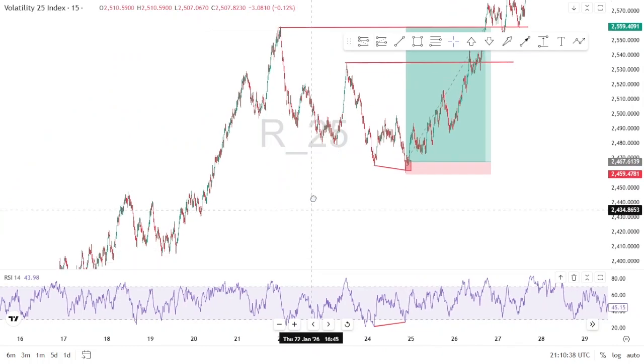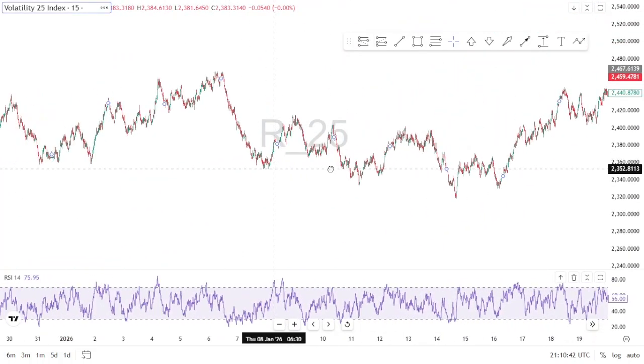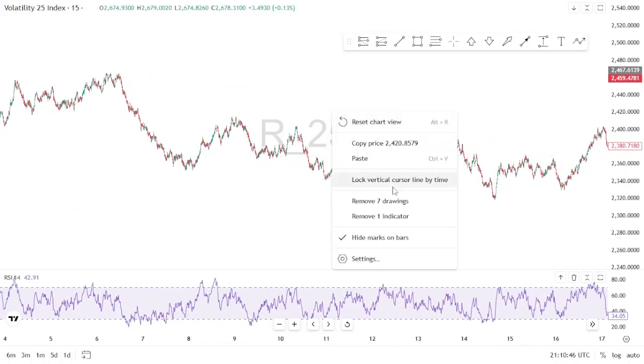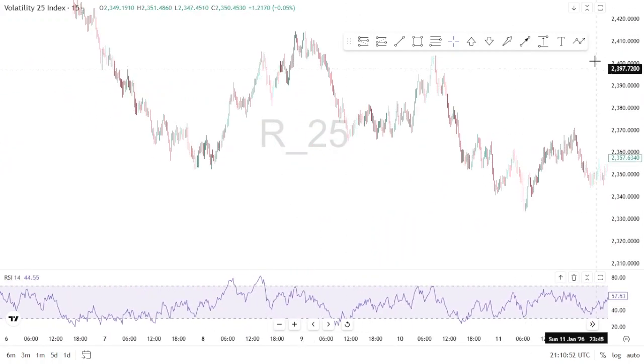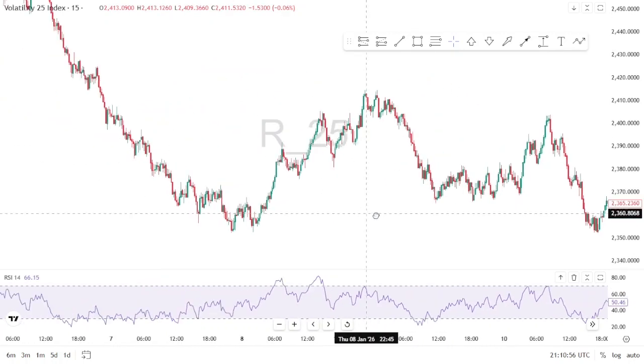Let us look at a bearish RSI divergence with a bearish engulfing pattern. I will remove the drawings and then we look for a bearish engulfing pattern, and I think we can see one right here.